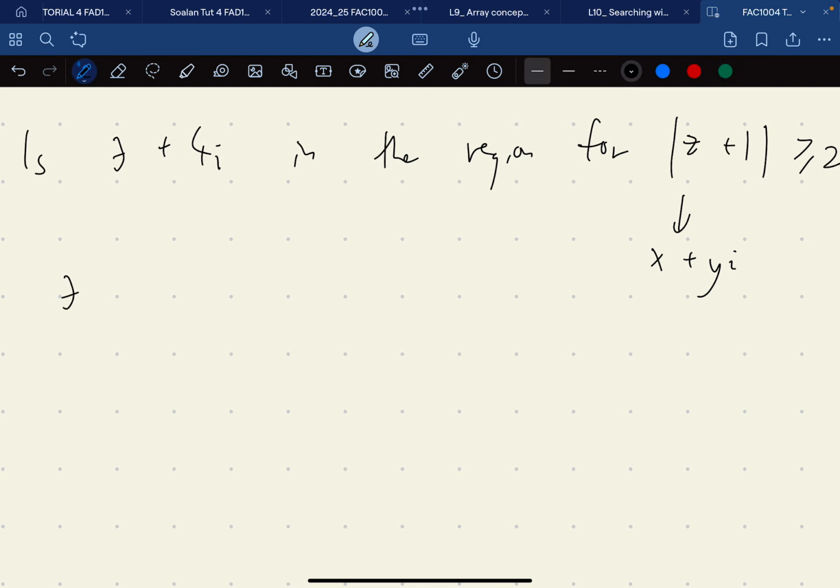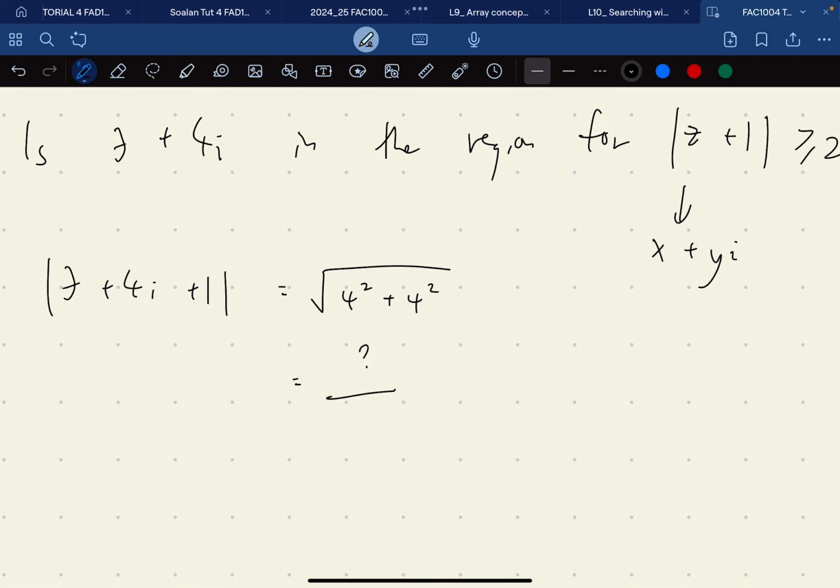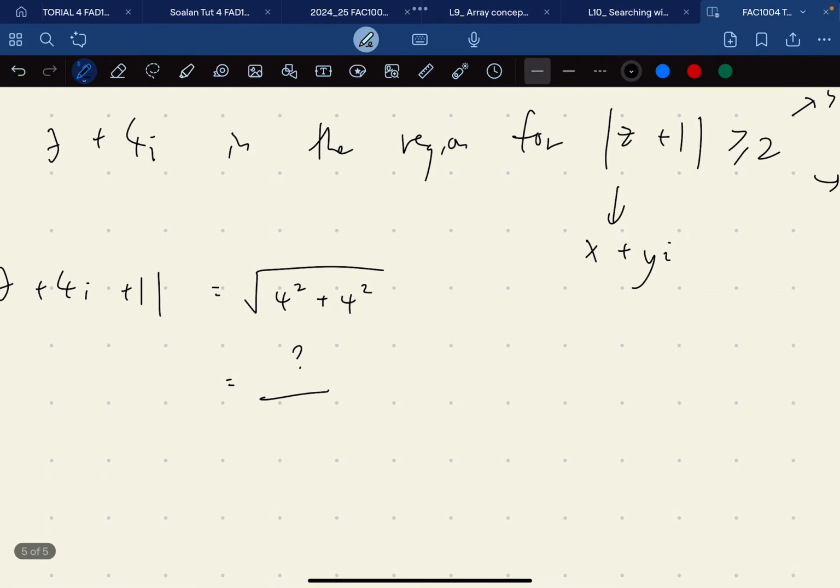So that's why we do this here. And then this will be equal to the square root of 4 squared plus 4 squared, which you can work out. I'm not quite sure what it is. Let me check. I don't know what it is, but I'm pretty sure it's bigger than or equal to 2. Oh, I think it's bigger than 2, because I can prove this.